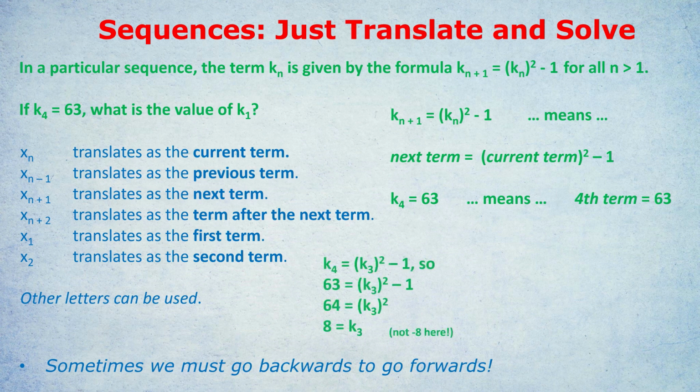K4, the next term, is the current term K3 squared minus 1. Don't be scared if you're thinking, I wouldn't have thought to do that. This is the same two steps you always do in a sequence question. You either move forwards by pretending that the current term is the current term and finding the next term, like you're on the fourth term and you want to find the fifth term and sixth term.